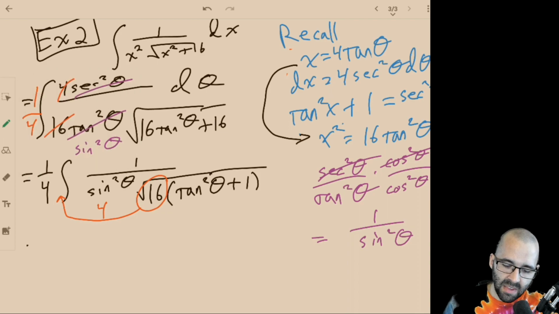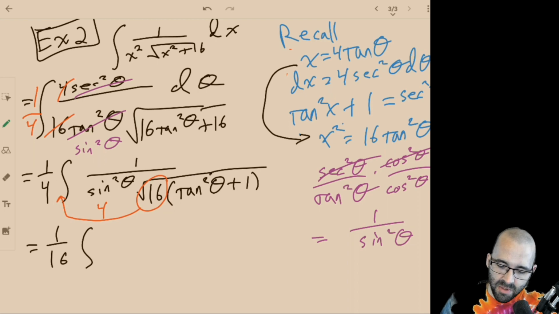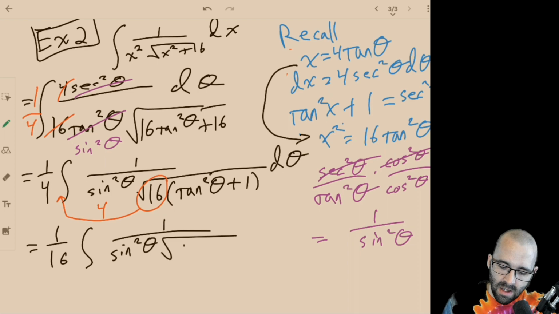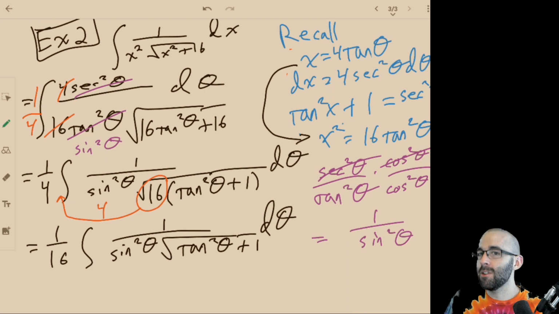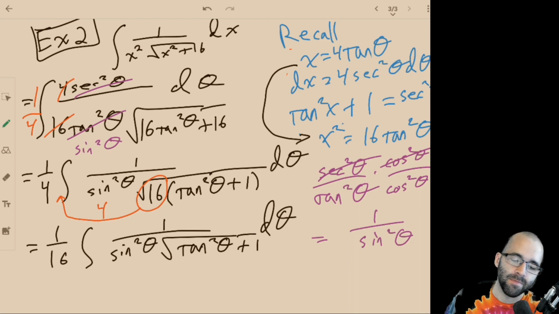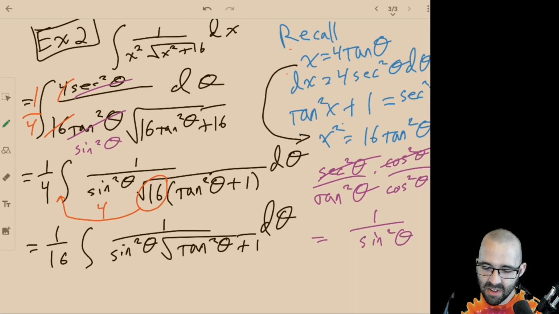So next step. 1/4 times a fourth is 1/16 times the integral. Oops. Don't forget the d theta. 1/16 times 1 divided by sine squared of theta times the square root of tangent squared of theta plus 1 d theta. And now we're getting a little closer, not super close. I won't lie to you, not super close, but a little closer to where we want to be. A little closer to being simplified.